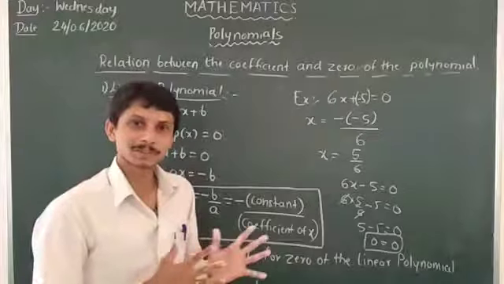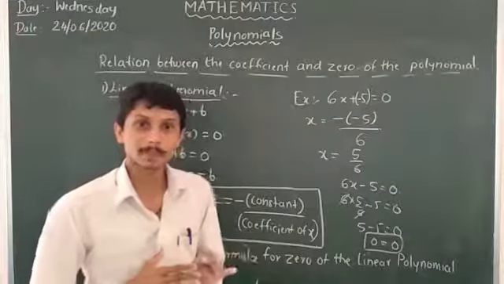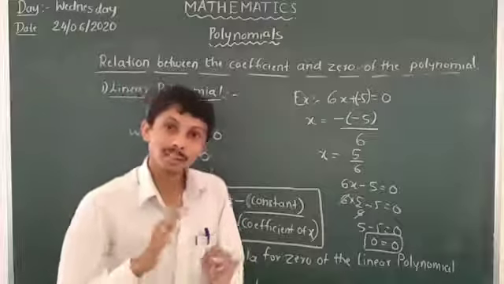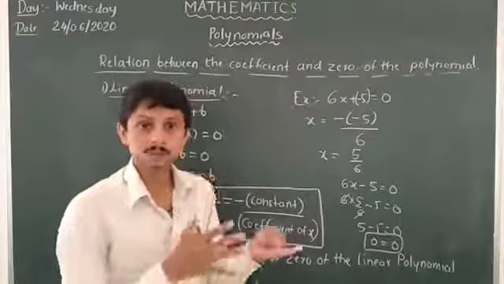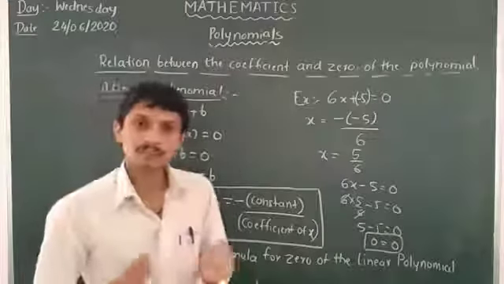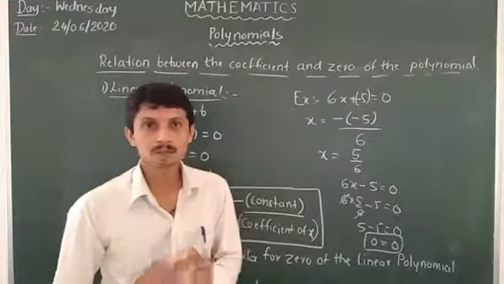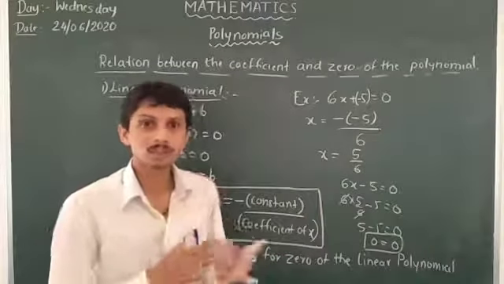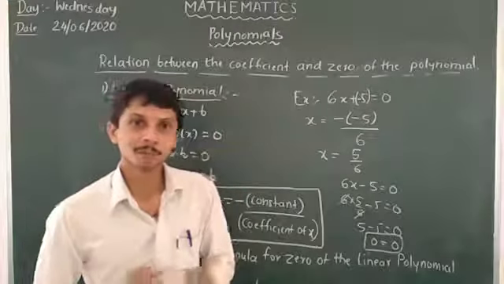I hope you understood about polynomials, the types of polynomials and their examples, what is meant by the 0 of a polynomial, and how we can represent geometrically the 0 of a linear polynomial, which should be a straight line. Finally we studied the relation between the coefficient and 0 of the linear polynomial. In the next class we will discuss the quadratic polynomial, its geometrical representation of the 0, and the relation between coefficient and 0. I hope you enjoyed this.